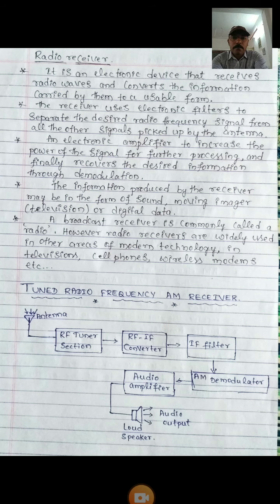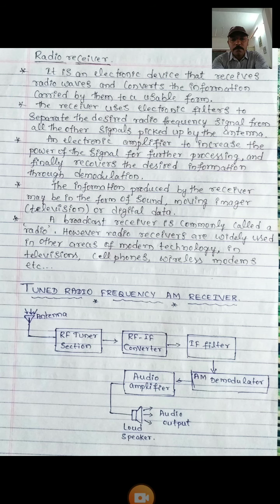So these signals are filtered. Next is an electronic amplifier to increase the power of the signal for further processing, and finally the receiver recovers the desired information through demodulation. As I already told you, an amplifier enhances the power of the message signal. The amplifier receives the signals from the antenna and finally recovers the desired information through demodulation, selecting only the particular value of frequency signals.